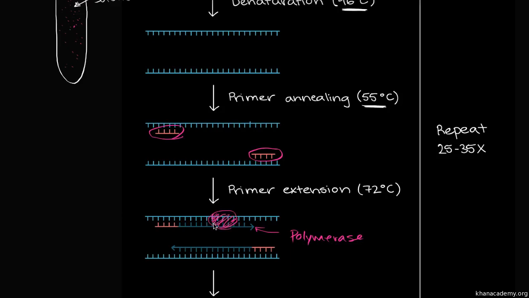And is it any type of polymerase enzyme? Could I just take the polymerase from my cells and throw it in there? So you actually need a special polymerase because you need one that is going to be pretty heat resistant.